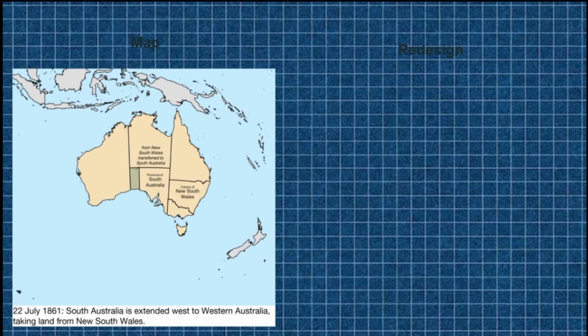So South Australia is extended westward to Western Australia, taking land from New South Wales. Queensland is extended west to the 138th meridian east, taking land from New South Wales. Poor New South Wales is losing a ton of land. Then the region of New South Wales, north of South Australia, is transferred to South Australia. Yeah, that's just kind of sad.